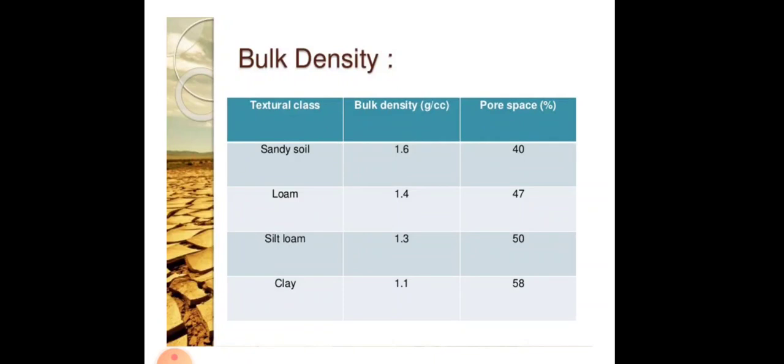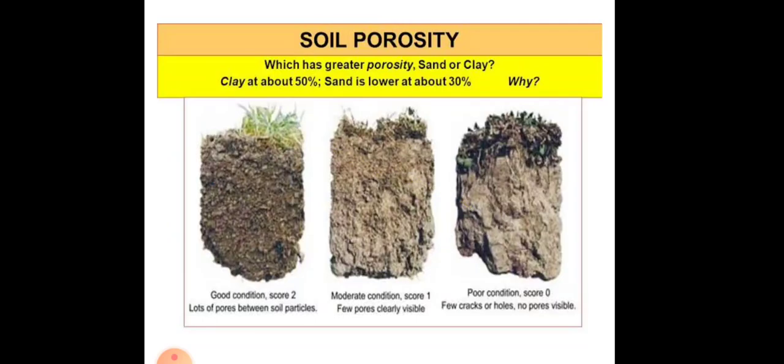Here in this chart there is a textural class and bulk density is given. If the soil is sandy, then bulk density is 1.6 gram per cubic centimeter. If the soil is loam, then bulk density is around 1.4 gram per cubic centimeter. If the soil is clay, then bulk density is lower, around 1.1 gram per cubic centimeter. So this chart indicates that bulk density depends upon the texture of the soil.